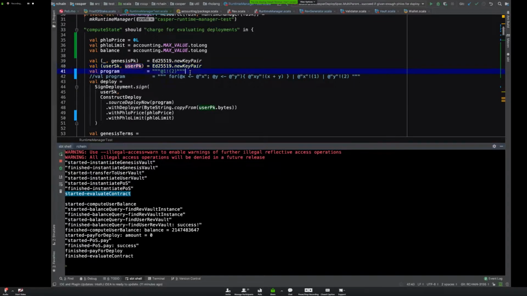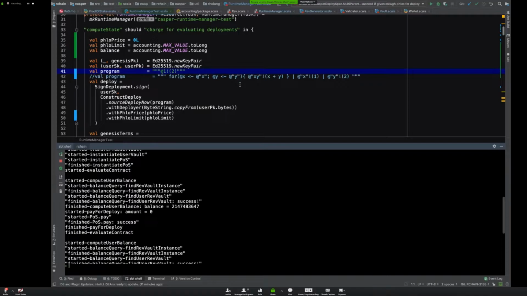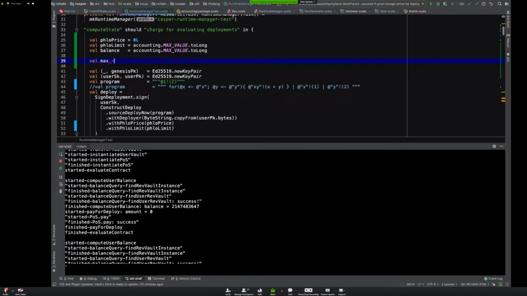After we have those, we're going to start evaluating our contract. And during evaluation, the first thing that happens is that we compute the user's balance. The reason we do this is because of rate limiting's intention, which is to prevent against resource attacks. So the first thing we do is check the user's balance. If the user does not have enough rev in their vault to cover the maximum potential cost of the program, then the deployment is rejected outright. In this case, the maximum cost of the program is equal to flow price times flow limit, which is equal to zero, which means that, of course, we do have enough rev in our vault because we have all the rev at this point.